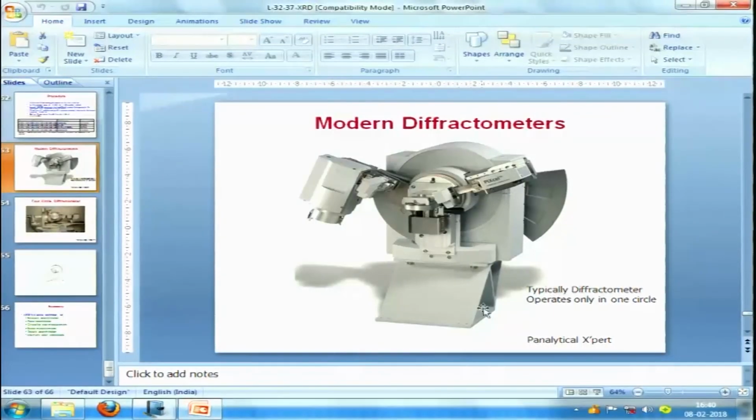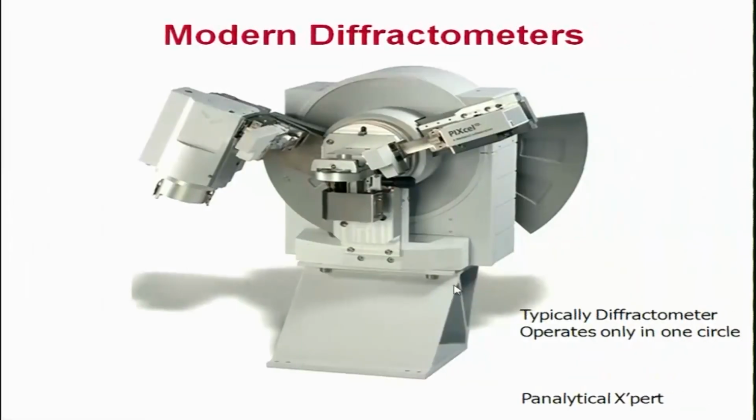Let me show you one picture of modern X-ray diffractometers, how they look. So, your modern X-ray diffractometers look like this. This is, for example, a PANalytical X-ray diffractometer, where this is the sample holder. Let me just use a pen. This is the sample stage, this is the source, and this is the detector.